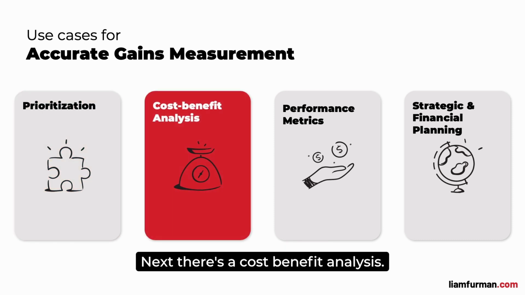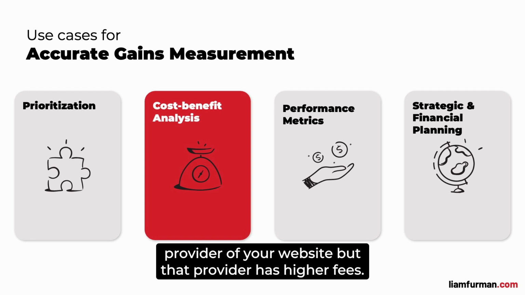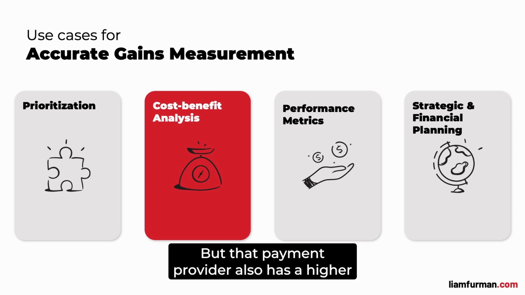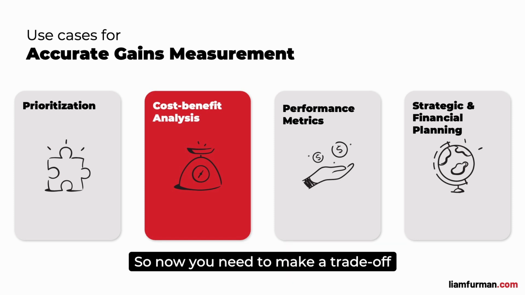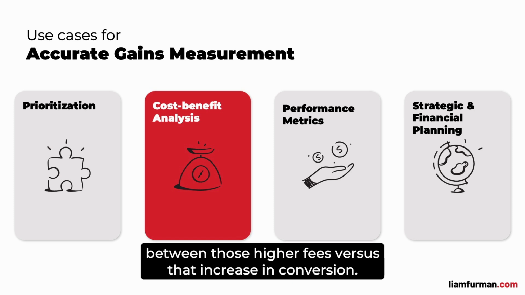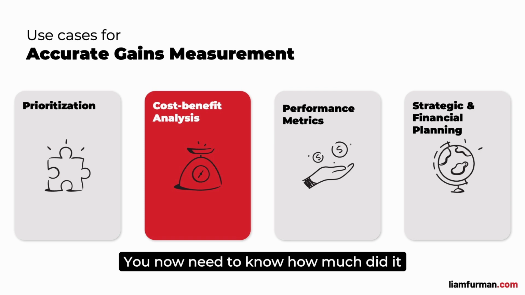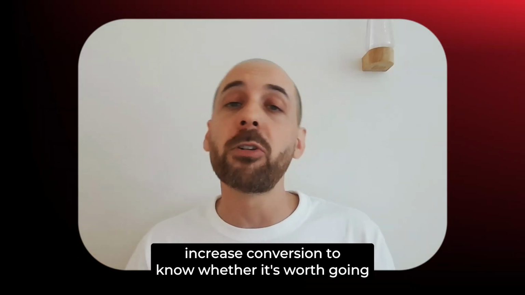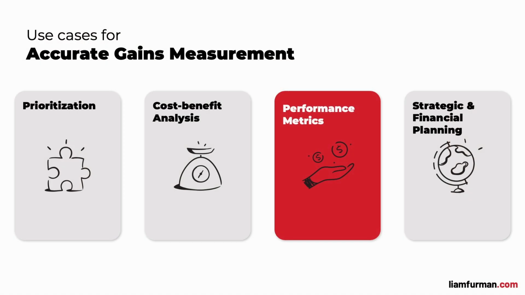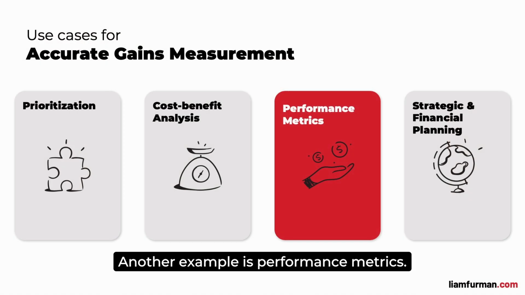Next, there's a cost-benefit analysis. Let's say you want to switch the payment provider of your website, but that provider has higher fees. But that payment provider also has a higher success rate, which leads to an increase in conversion. So now you need to make a trade-off between those higher fees versus that increase in conversion. You now need to know how much did it increase conversion to know whether it's worth going with that payment provider.